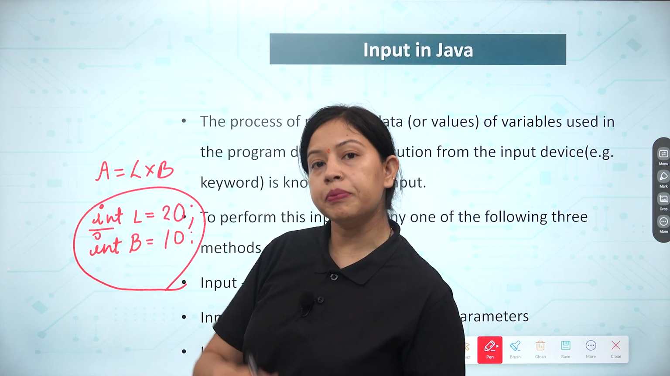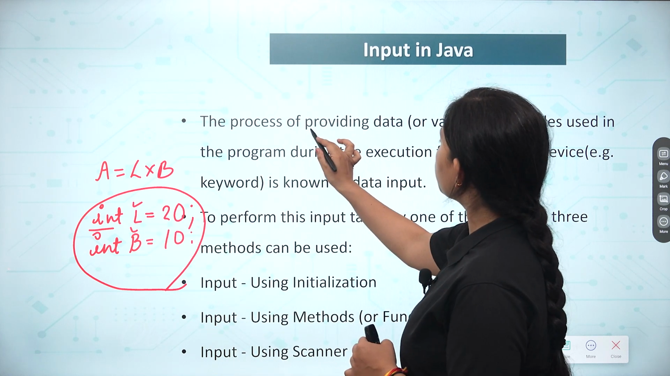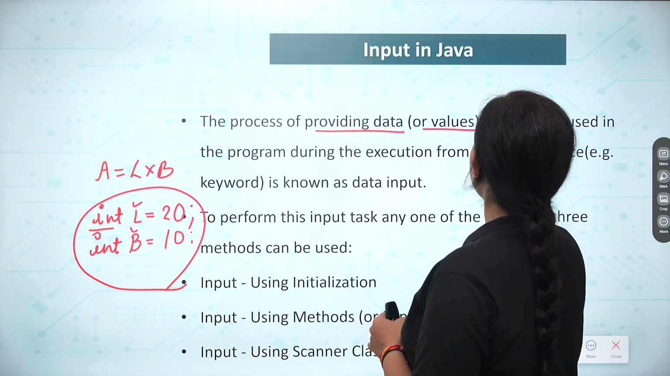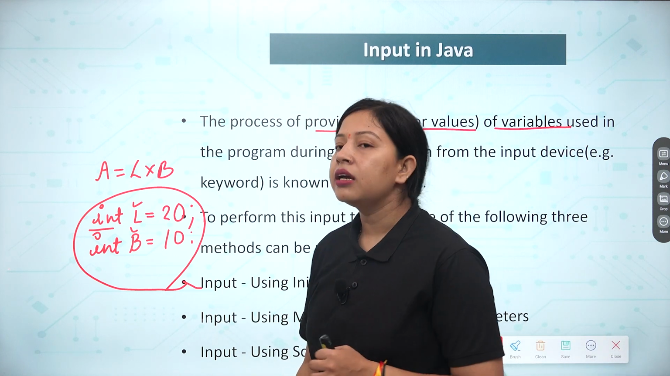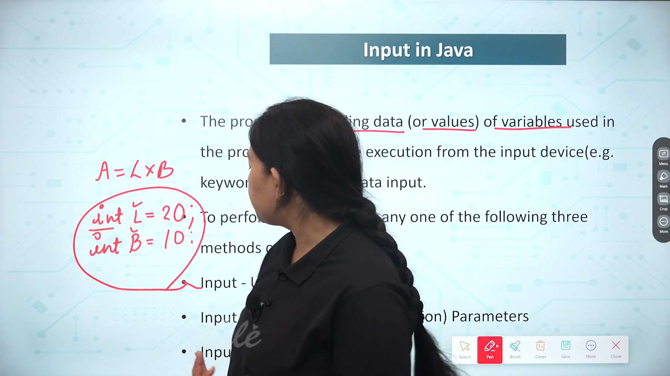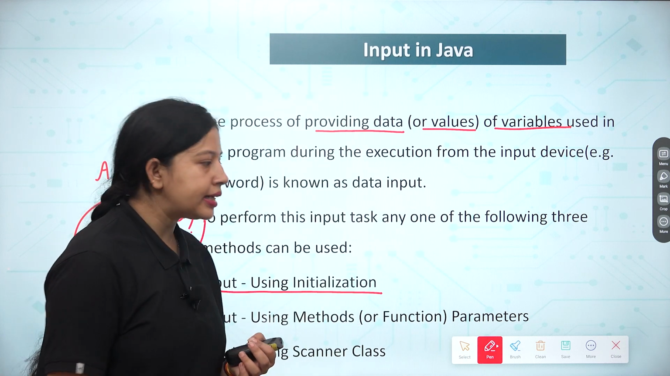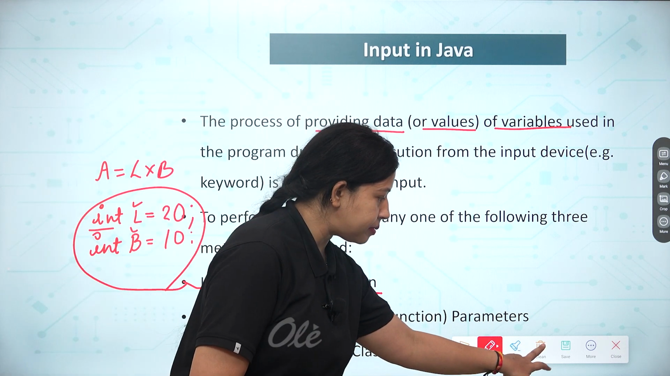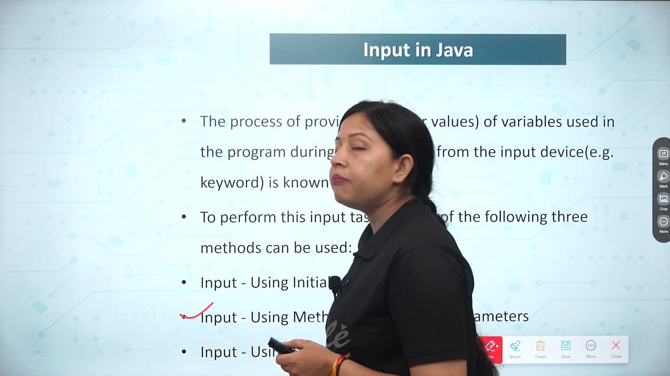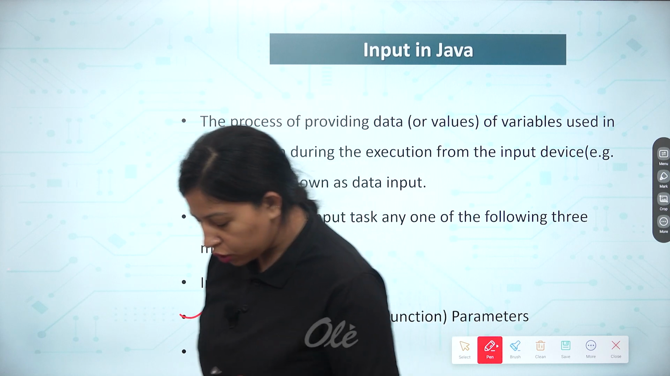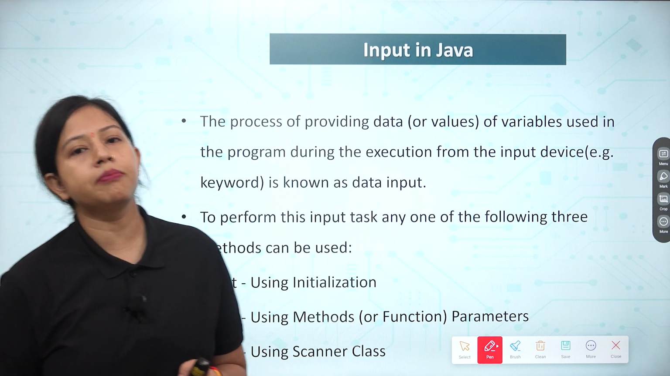That means we are simply initializing variables over here, which also means providing data or values to the variables. That's why we can simply say the predefined method comes under using initialization. Later, some changes were made and we have the next method that is called using methods and functions. Before discussing the method and function based input, we must understand what a method is.